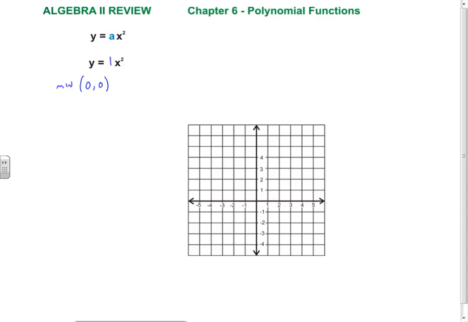Now, I could write the full form. I'll show you that in a little bit. But it's a min. The min point's at 0, 0. Line of symmetry: x equals always the x coordinate. If you get your vertex correct, you'll get your line of symmetry correct.